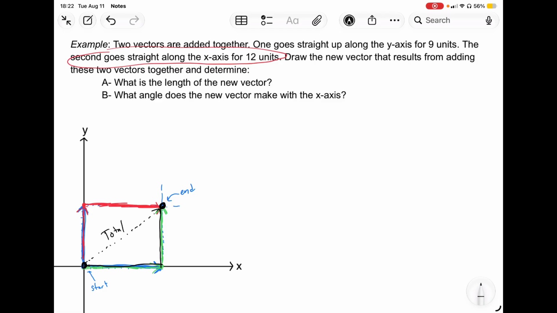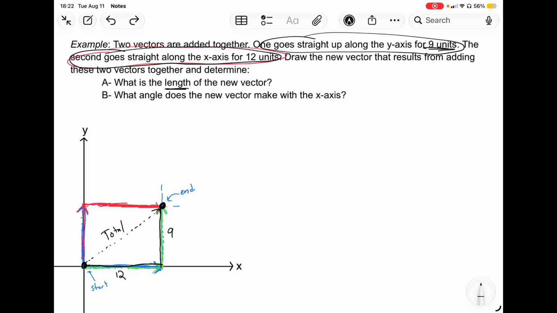So we know that we went straight along the x-axis for 12 units. I'm going to give a number to this bottom side because that's the one along the x-axis, 12, and then the vertical one, the y-axis one, I'm going to give a number of 9. All right, so a magnitude of 9. What we want to do is find the length of the new vector. So we've got 9 and we've got 12, and we want to figure out what our hypotenuse vector is, right? What's the length? Because that's going to be the length of that total vector in the end.